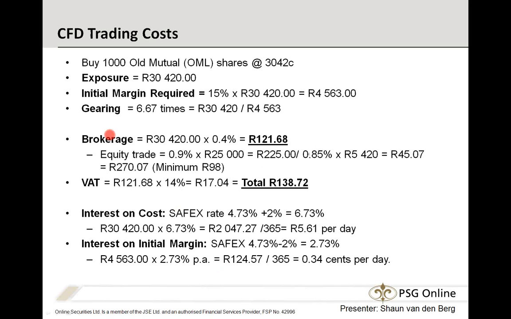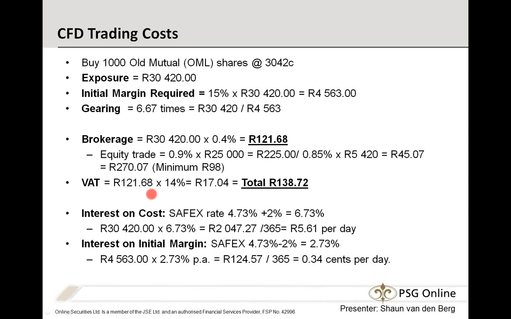Okay. Here's a practical example. I'm going to go buy 1,000 Old Mutual shares at 30 Rand 42. That's my exposure. My initial margin is 15% because it's a top 40 stock. So I'm putting down 4,563 Rand in margin. So my gearing is 6.67 times. My brokerage is 0.4% of that exposure, 121 Rand.